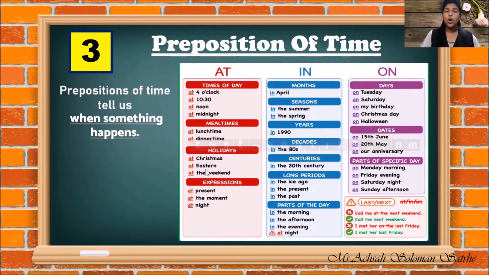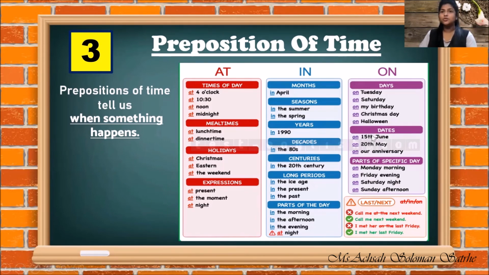Remember, this is not holidays. We're not talking about festivals. We're talking about a day that you give yourself, or you name a particular day. So for example, can you see this difference here? On Christmas Day, I'm talking about the day, I'm not talking about Christmas. If I'm talking about Christmas, I'll be using which word? At. Clear?